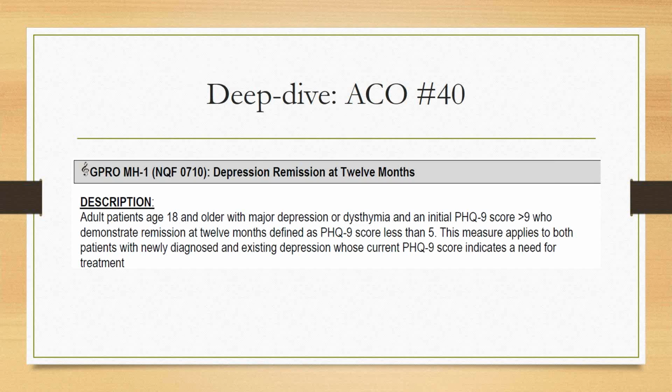So depression remission at 12 months. This is ACO number 40. This is one that we have gotten a lot of discussion around, because this is really going to be doing a PHQ-9, and then for those patients that were diagnosed with depression based on that initial PHQ-9, a follow-up from there. Can you move to the next slide?